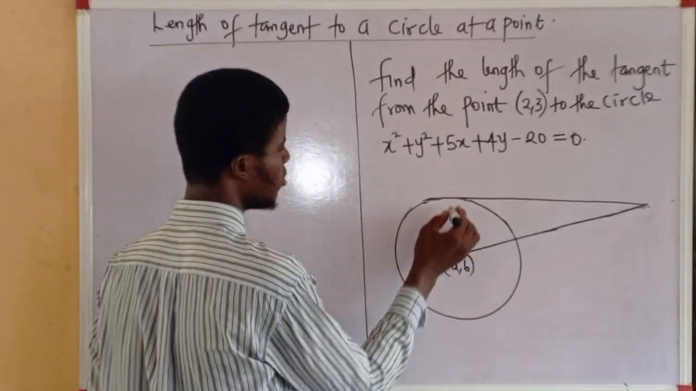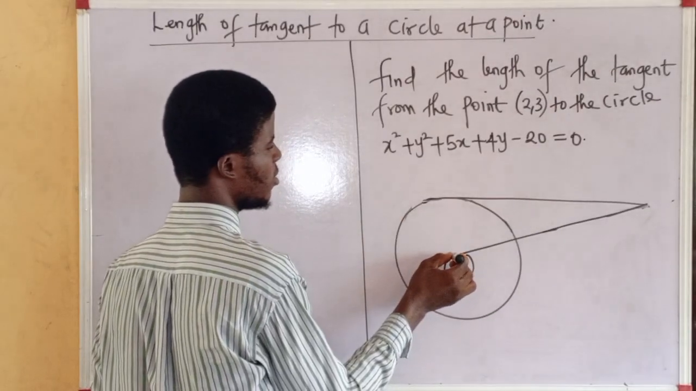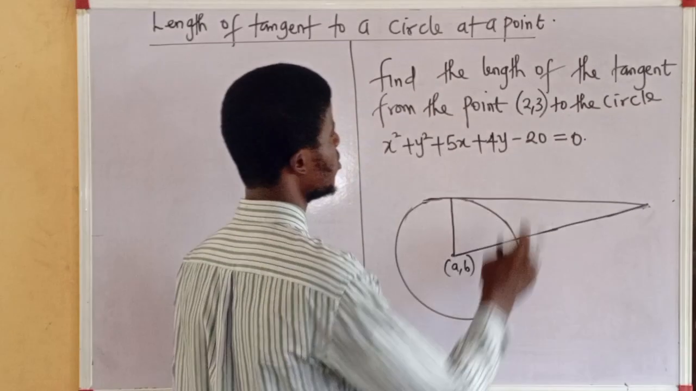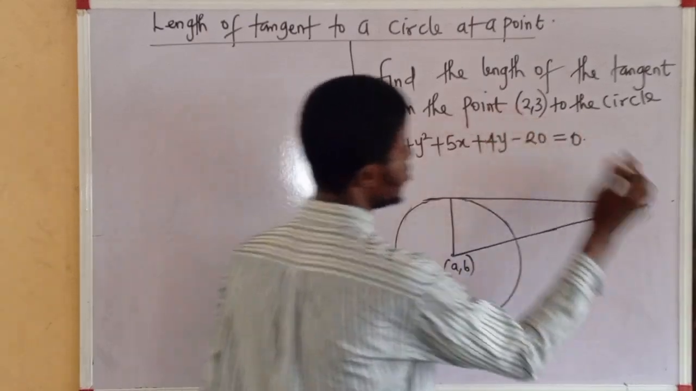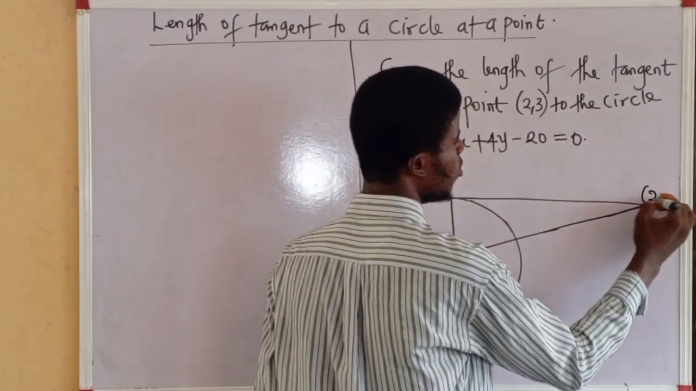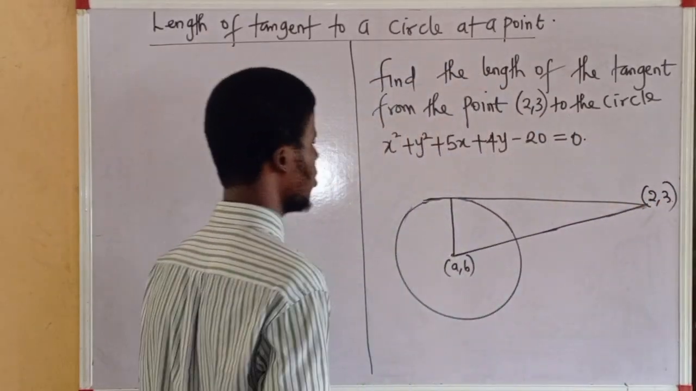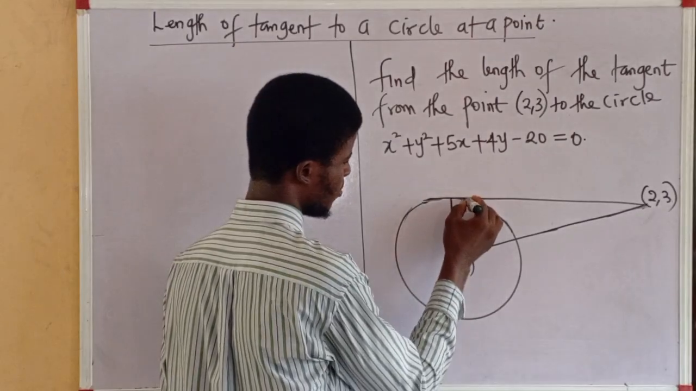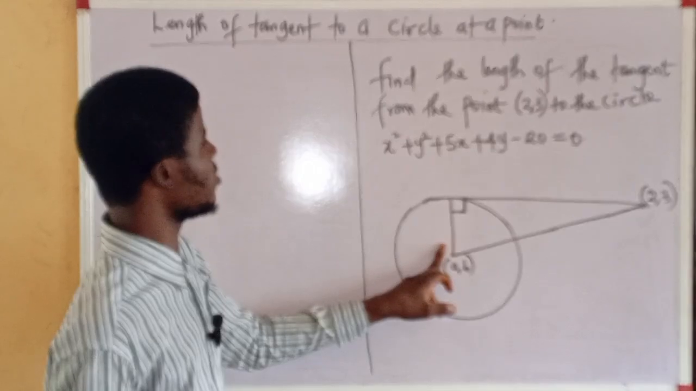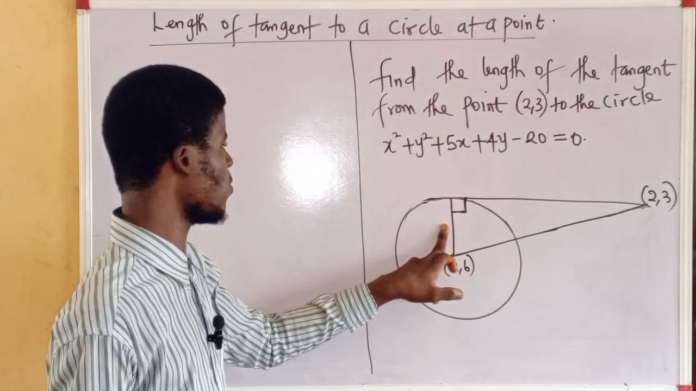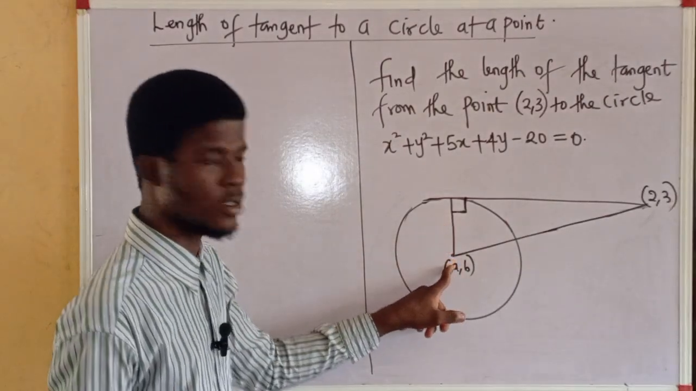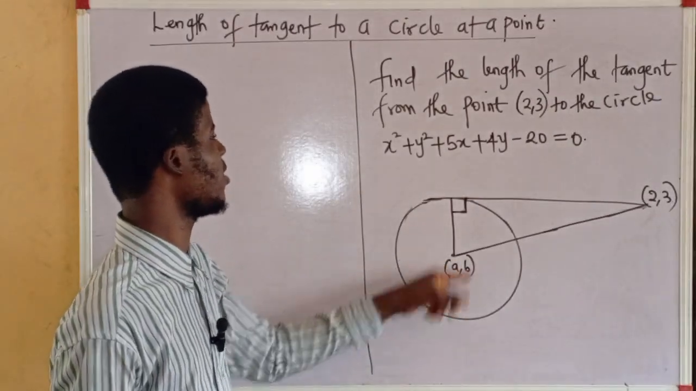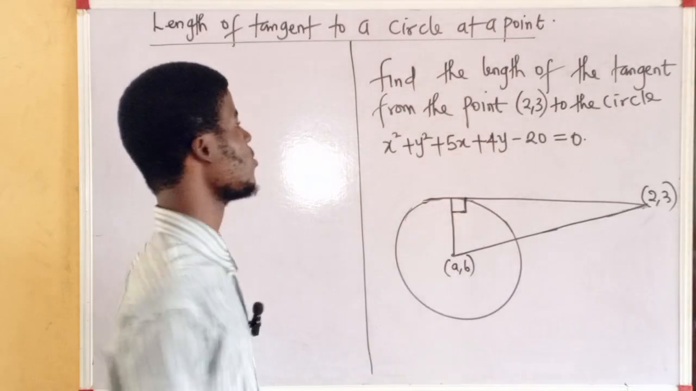And let this be the radius of the circle from the center to the circumference. As the question says, the tangent is from the point 2, 3. So we label this 2, 3. Now the tangent is perpendicular to the radius of the circle. So what we need now is the radius of this circle and the center point of the circle. We can get both the radius and the center from the circle equation.